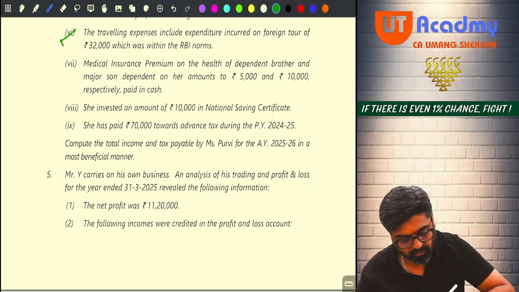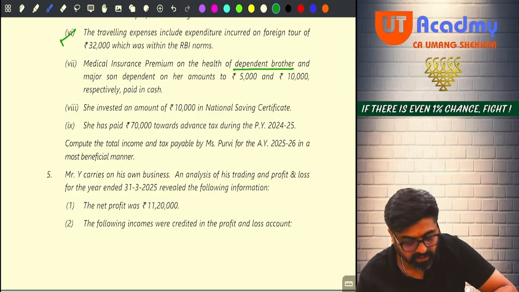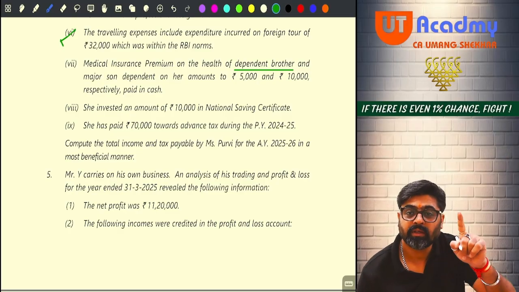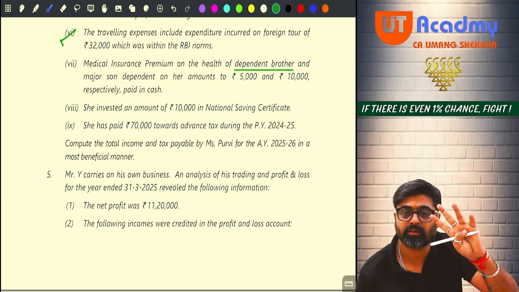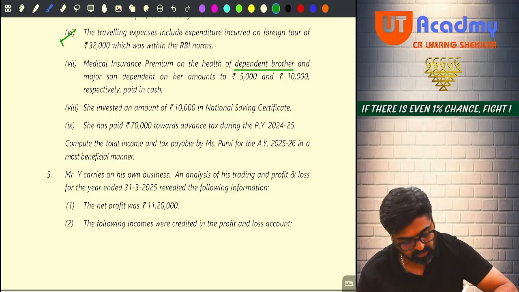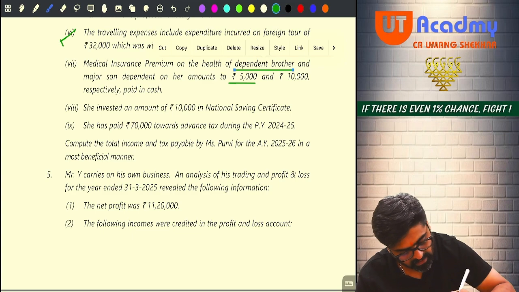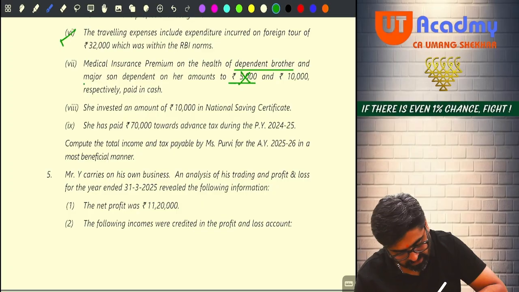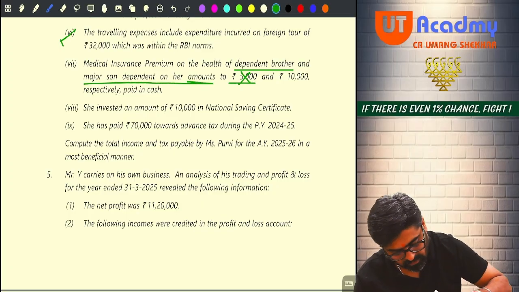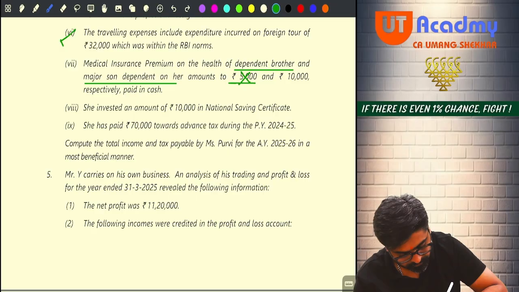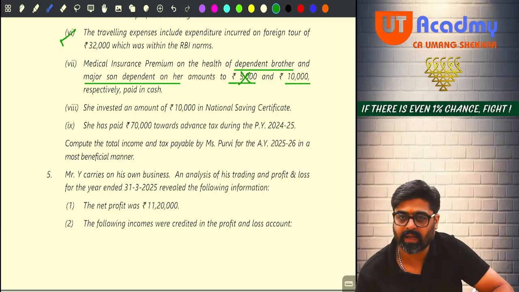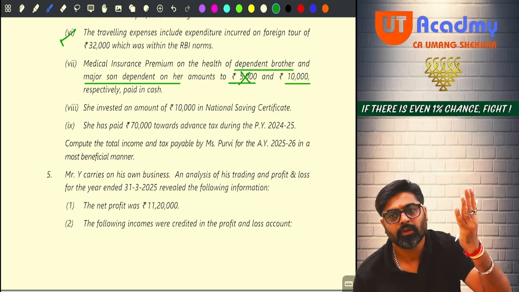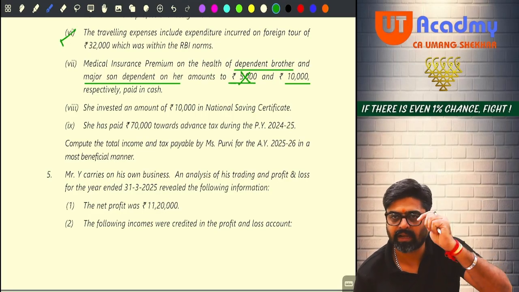Medical insurance premium on the health of dependent brother. Forget about this. Any medical insurance premium of self, spouse, dependent children or parents only will be allowed. For dependent brother, how much you have paid? 5,000 will not be allowed as a deduction under 80D. Forget about it. Now, and the major son dependent on her. Oh my God, major son was dependent on her. Yes or no? 10,000. This 10,000 can be claimed as a deduction. Self, spouse, dependent children, parents. Yes or no? So, for dependent children, the premium can be claimed as a deduction.